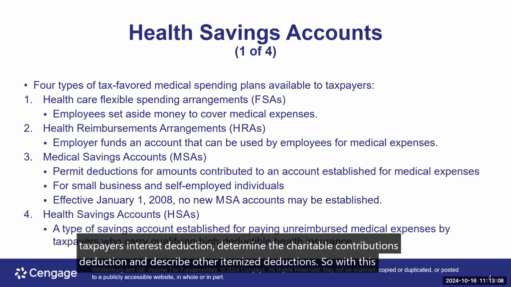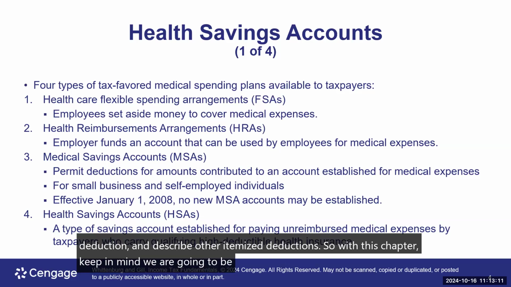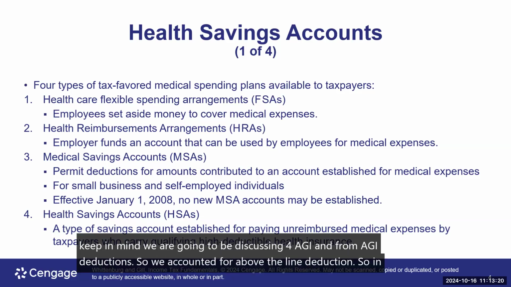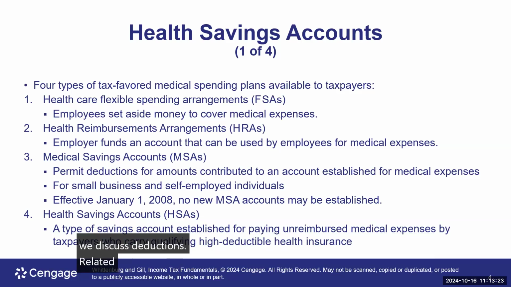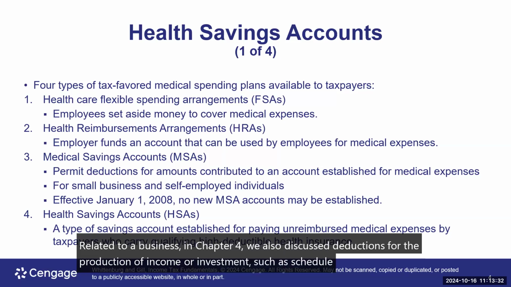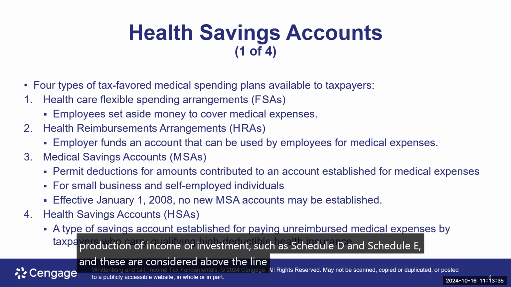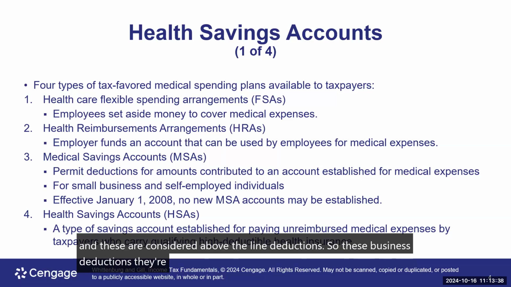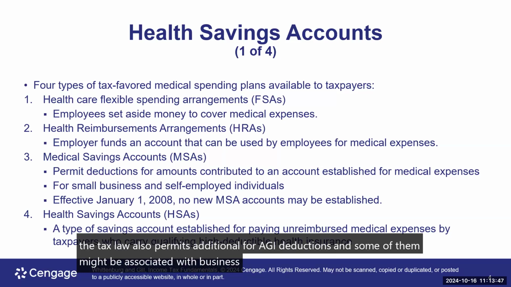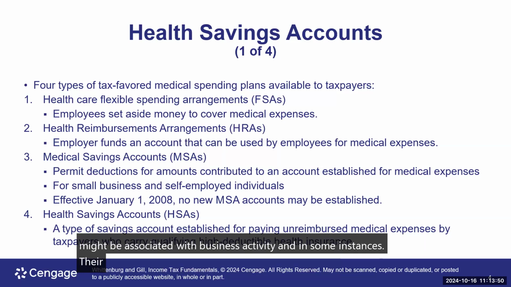With this chapter, keep in mind we are going to be discussing for AGI and from AGI deductions. So we accounted for above the line deductions. In chapter 3, we discussed deductions related to a business. In chapter 4, we also discussed deductions for the production of income or investment, such as Schedule D and Schedule E, and these are considered above the line deductions. These business deductions are generally reported on separate schedules. However, the tax law also permits additional for AGI deductions, and some of them might be associated with business activity, and in some instances, they're unrelated to business activity. And we see one here.